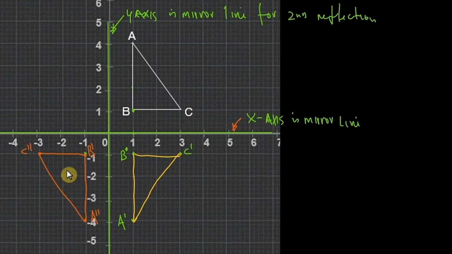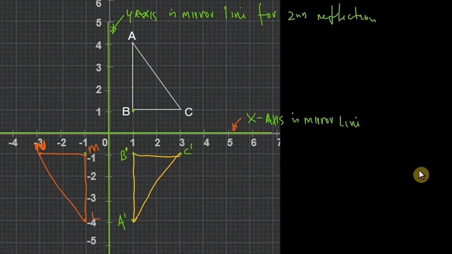The problem is, however, stating that the image after a second reflection should be referred to as LMN. So we are relabeling as L, M, and N. These are our new image points after a double reflection, first in the x-axis and then in the y-axis.